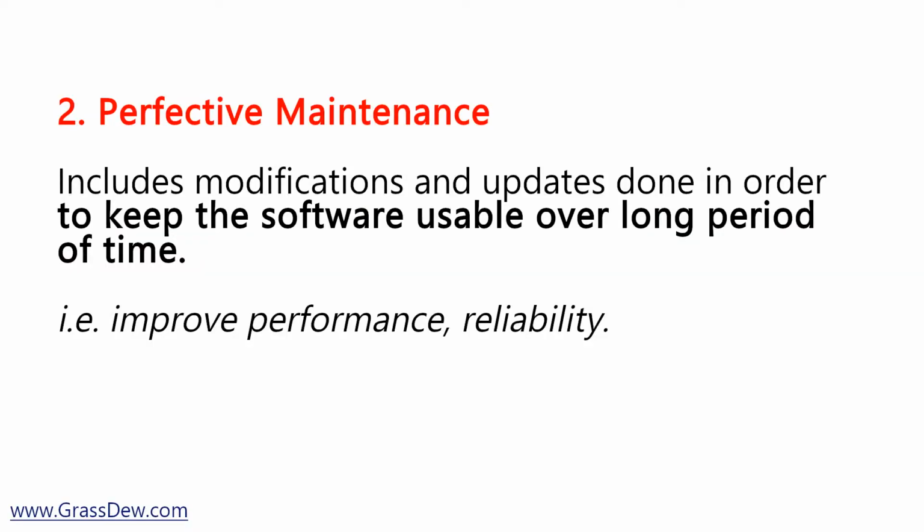Second type of software maintenance is perfective maintenance. Perfective maintenance includes modification and updates done in order to keep the software usable over a long period of time. For example, improving performance of software and working on reliability of the software comes under perfective maintenance.